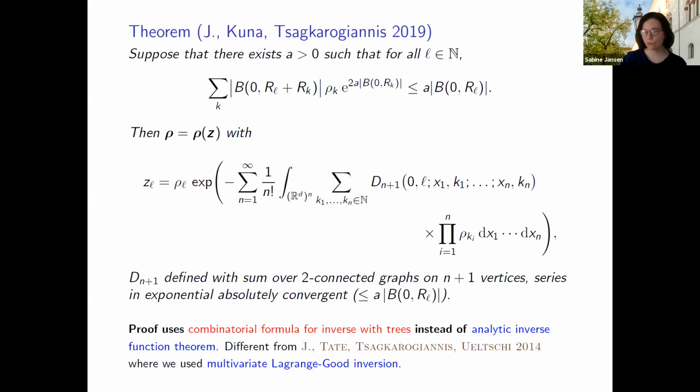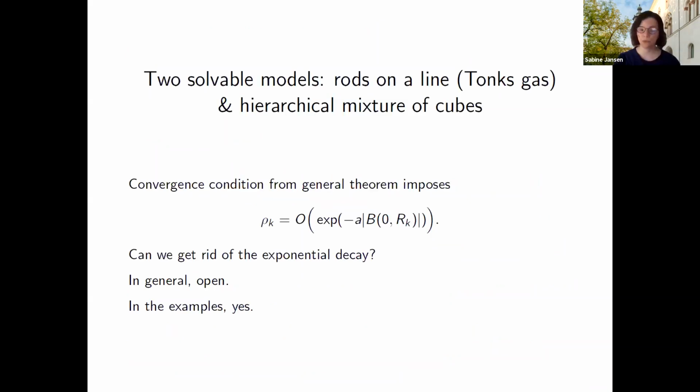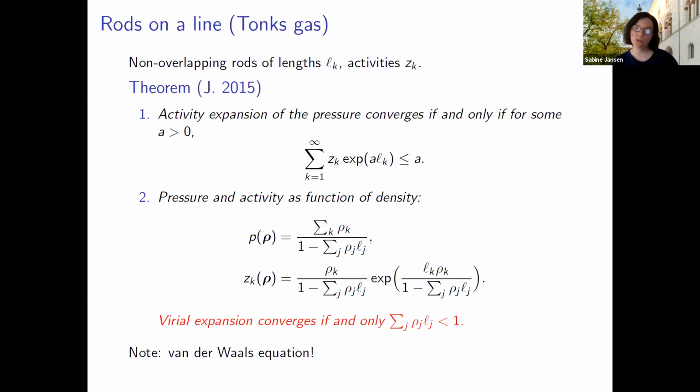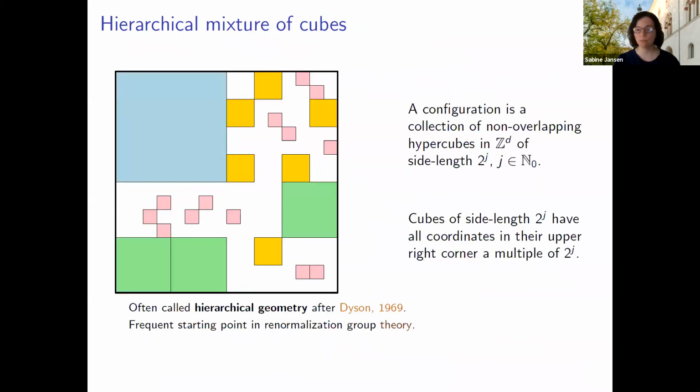So for the hard spheres, I don't know. And both for the rods on the line and for the hierarchical mixture of cubes, you can play around a little bit by choosing your activity parameters. Depending on your choice of activity parameters, you can produce models with a phase transition where you go to large cubes. And you can produce models with first order phase transitions or with continuous phase transitions. So it's also a nice feature of the examples that you can go to this phase transition question, which I cannot answer for hard spheres.